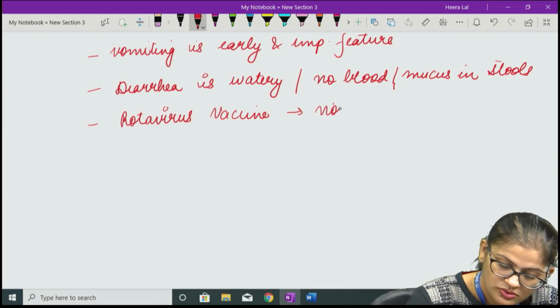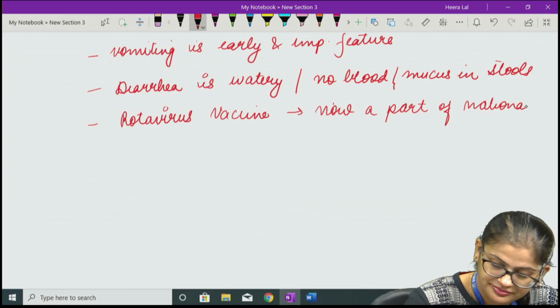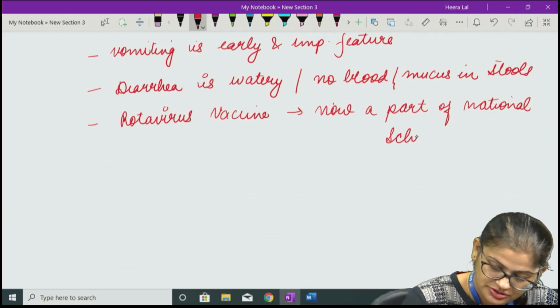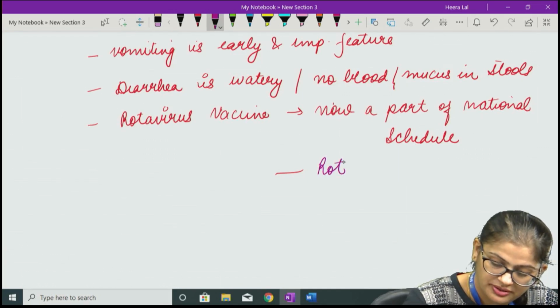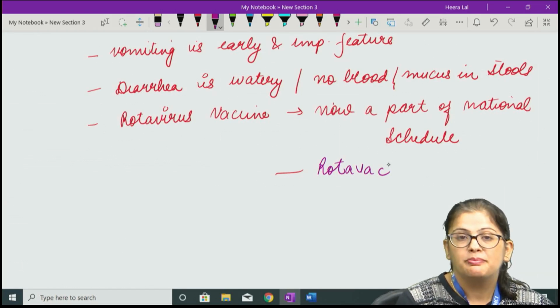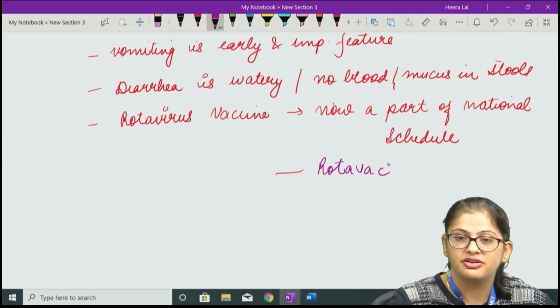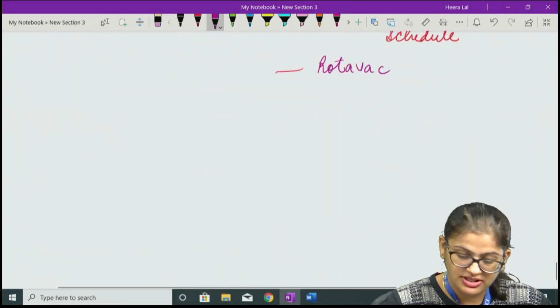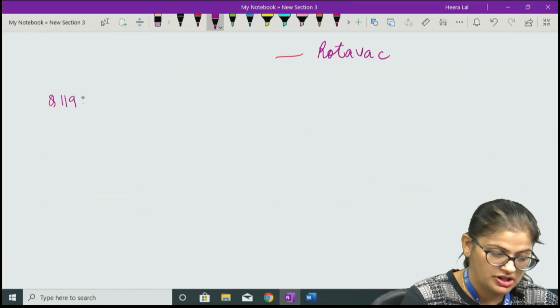So it is now a part of national schedule. And the vaccine that is used is known by the name of Rotavac. It is now introduced only in a few states, but over a period of time, this will be introduced over the entire country. So this introduction is in a phased manner, right now in a few states, and will be introduced all over the country in the next few months.